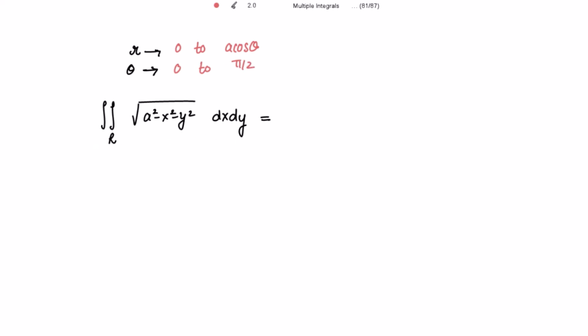So this is our given double integral. Changing it to polar coordinates, I write the limits for r from 0 to a cos theta, and for theta from 0 to pi by 2. Please remember, constant limits always come on the outside, for the last integral. The integrand is square root of a square minus r square, because x square plus y square is r square, and the formula is r dr d theta. Now to calculate the innermost integral, let me separately solve this integral.